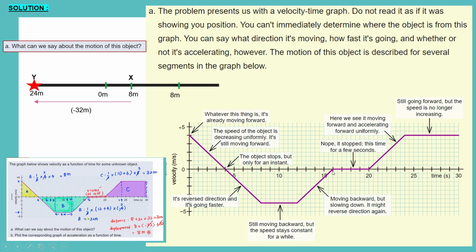Okay, so what happened to the object here? The object is not moving. This time for a few seconds, from 16 second to 20 second, the object is not moving. Okay, berhenti sekejap. And then what happened? From 20 second to 30 second, it's still moving in positive direction to the right. So here we see it moving forward and accelerating forward uniformly. And then this one, the object is still going forward, but the speed is no longer increasing, meaning constant speed. Tapi tengok area under the graph tadi, kita dah kira positive 32 meter.